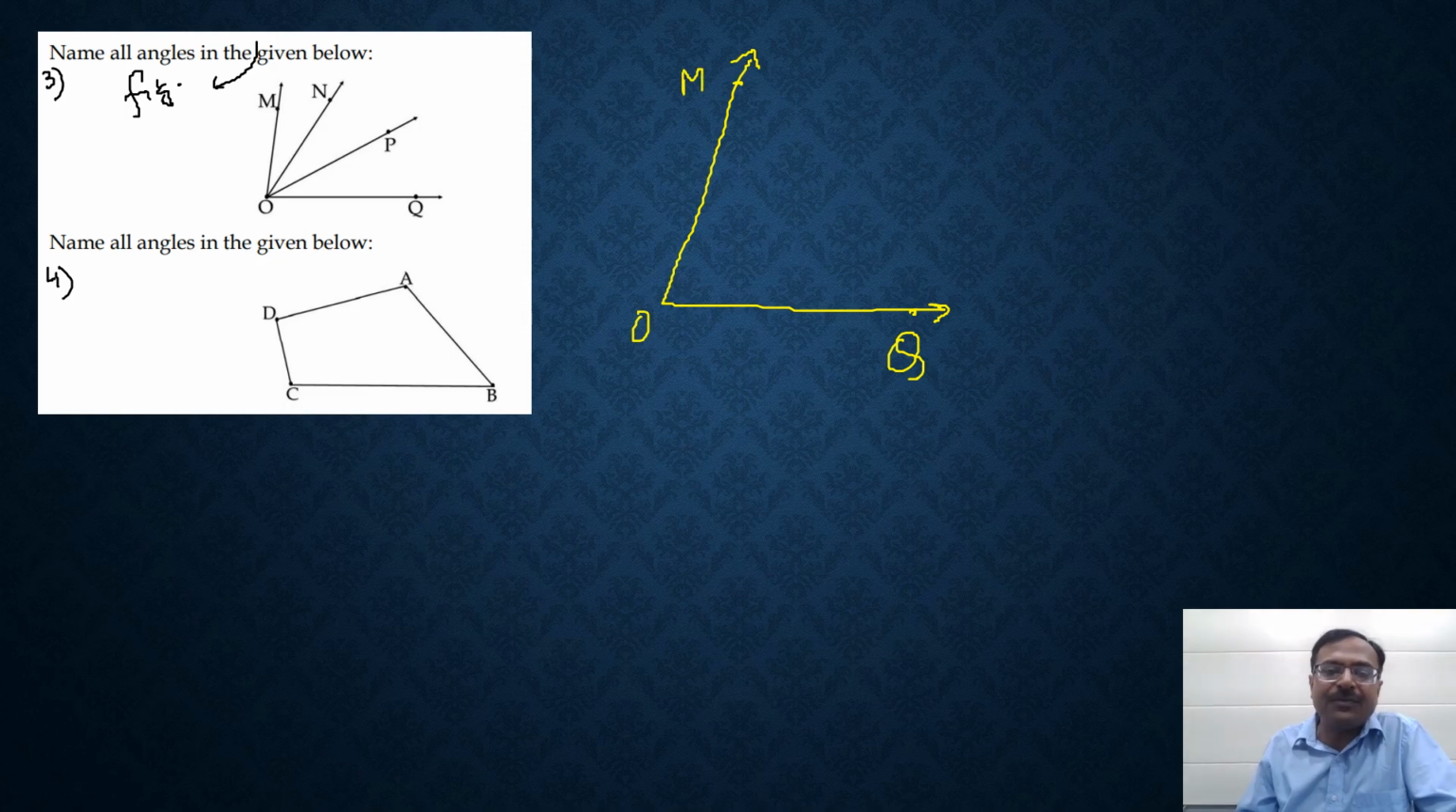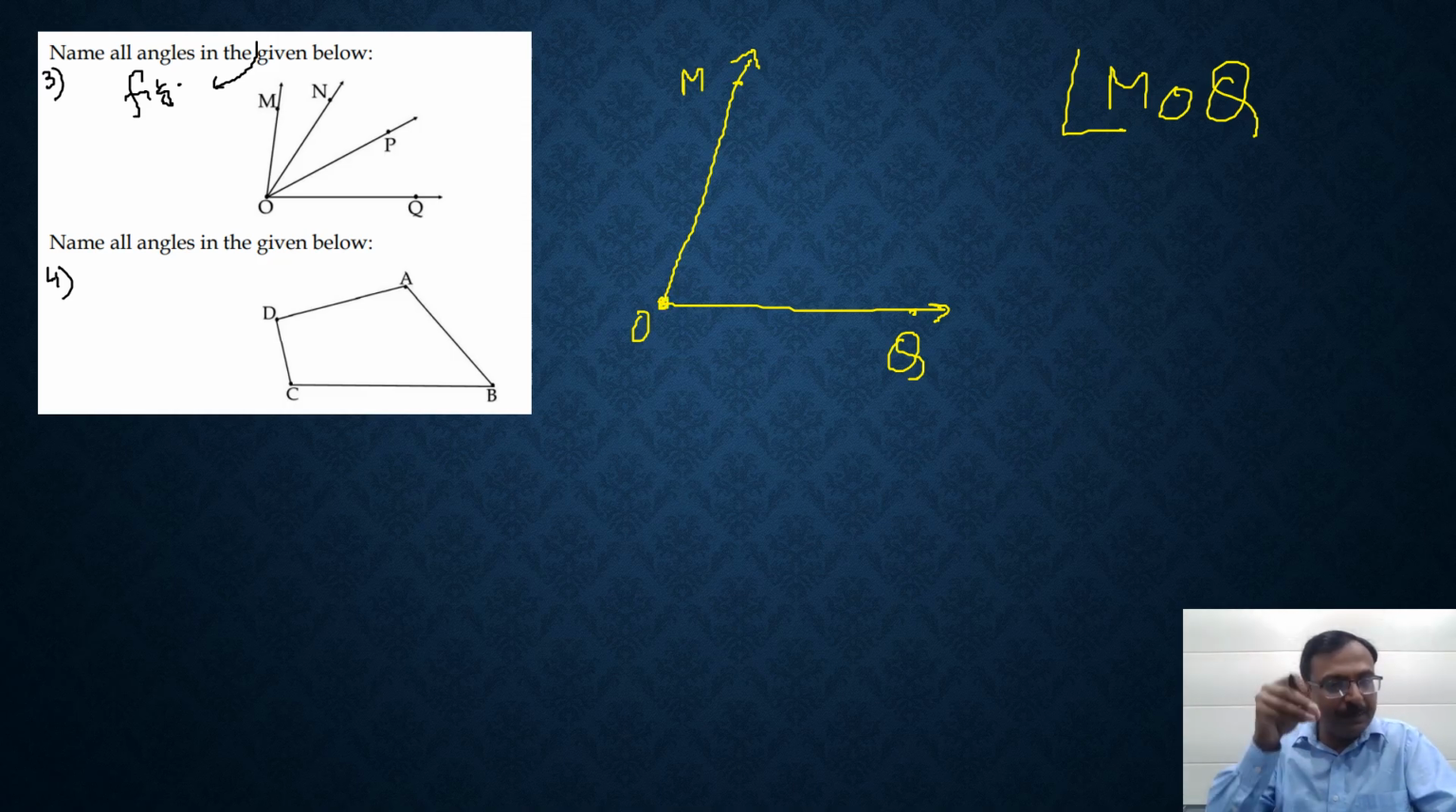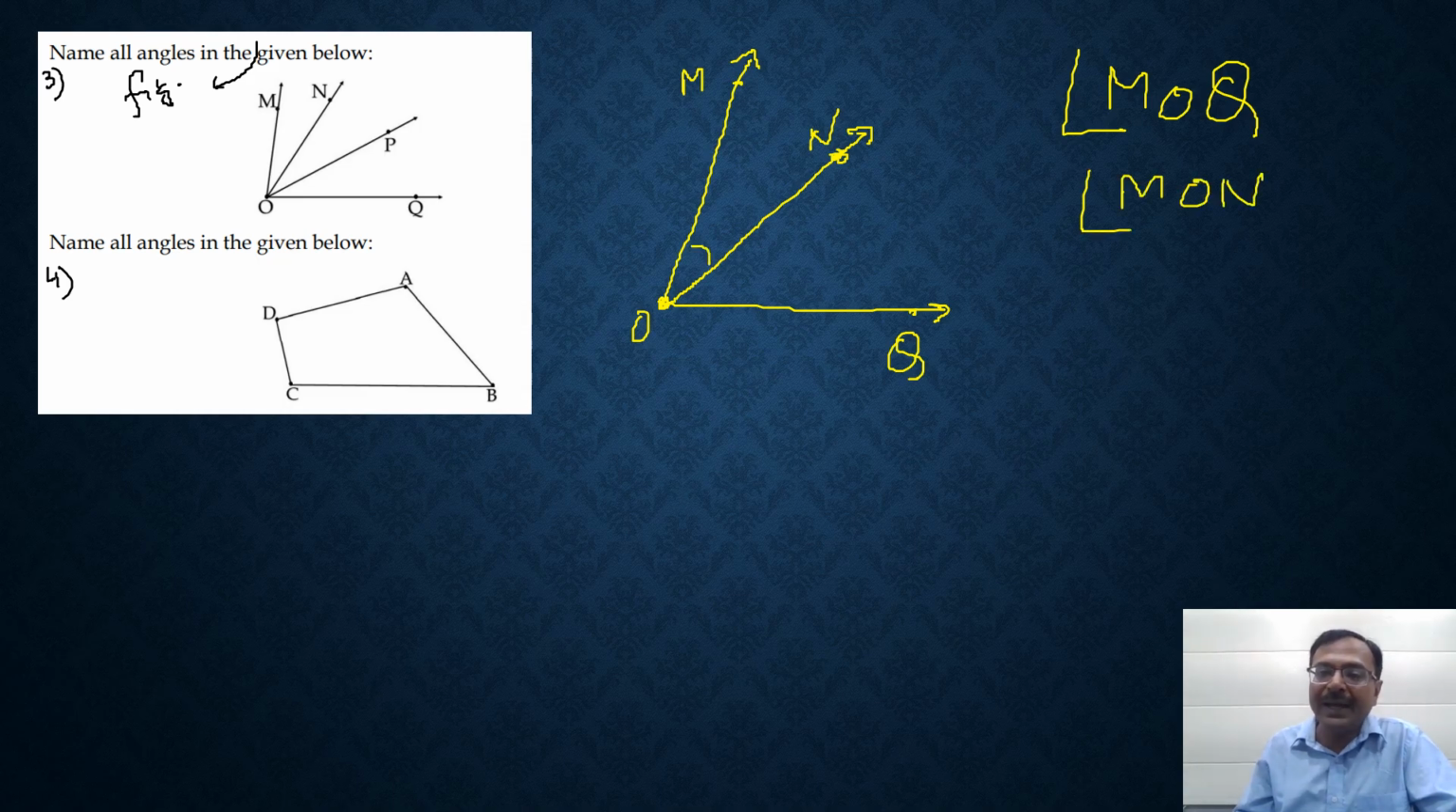And between that, we have made some rays. So before I make those rays, I will name one of the angles MOQ, because O is the common point between the two arms. So I have to write that in between M and Q. So MOQ. And if I put a ray now like this here, ON, then we have one angle which is MON and another angle which is NOQ.